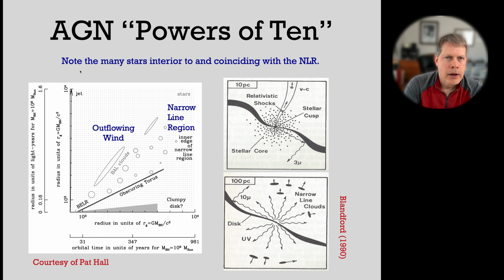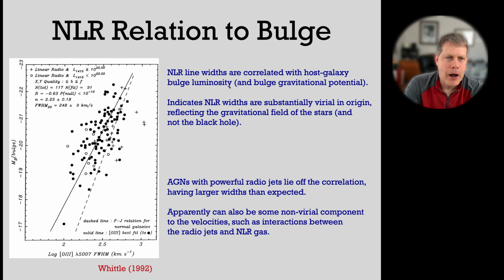Okay, so again, we fully expect, and we know just from direct imaging, that many stars lie interior to and coincident with the narrow line region, making it quite plausible that the narrow line region widths are virial, but reflect the gravitational field of the stars instead of the black hole.